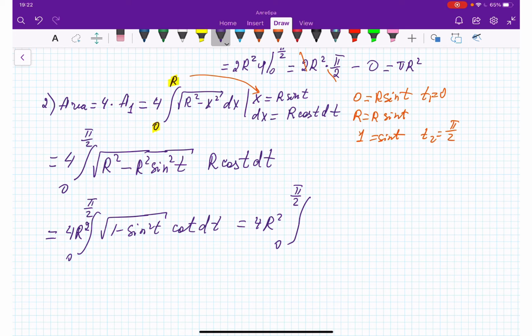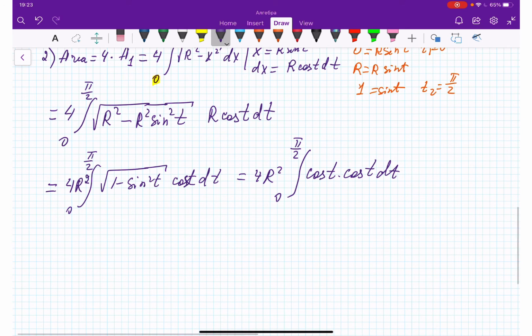So this is going to be equal 4r squared integral from 0 to pi over 2, and 1 minus sine squared is cosine squared, so it's going to be cosine t times cosine t dt. Yes? Okay, so this is equal 4 times r squared integral 0 to half a pi cosine squared t dt.